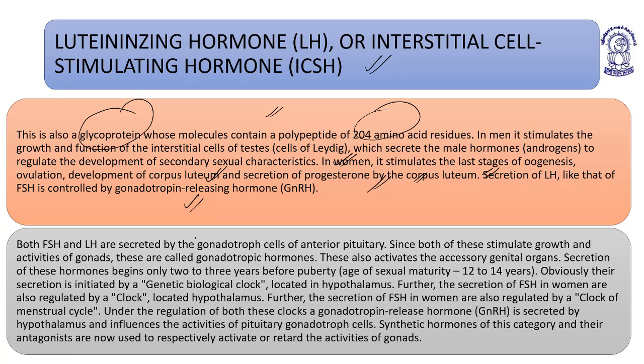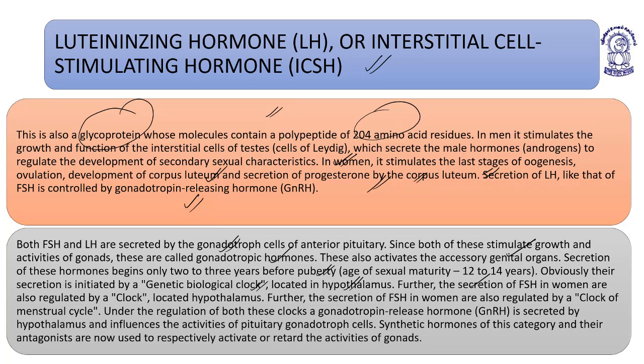Both FSH and LH are secreted by gonadotroph cells of anterior pituitary. Since both of these stimulate growth and activities of gonads, these are called gonadotropic hormones. They also activate the accessory genital organs. Secretion of these hormones begins only 2 or 3 years before puberty. Age of sexual maturity is 12 to 14 years. Obviously, their secretion is initiated by a genetic biological clock located in hypothalamus.